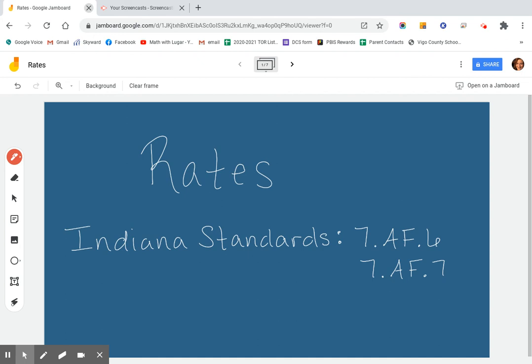Hi, we are going to work on rates today. This is the beginning of the chapter in our seventh grade books where it talks about proportions, proportional reasoning. That includes slope and rate of change. Right now, we're just talking about rates, what they mean, and how to use them.